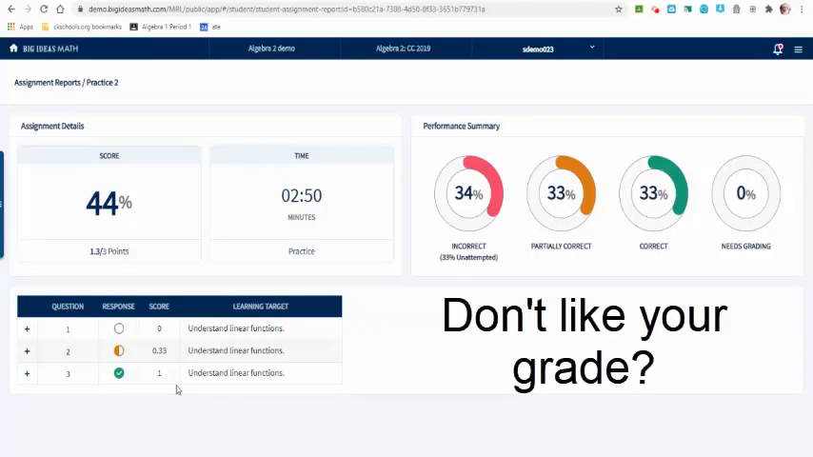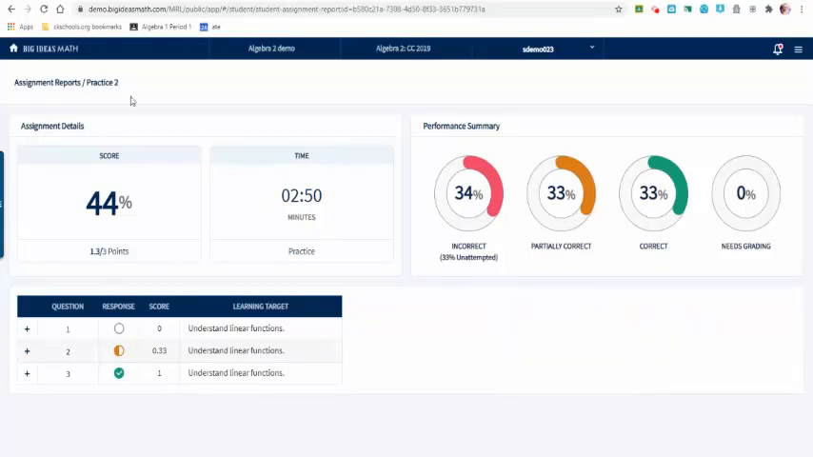If you want to redo the assignments, you will need to email your teacher and ask them if you are able to redo the assignments again if you did not get a score high enough.